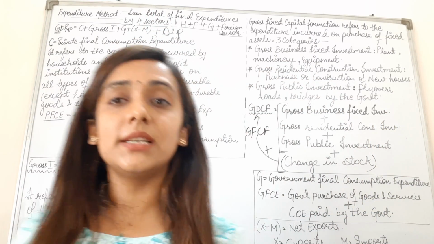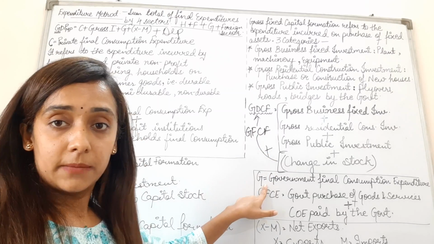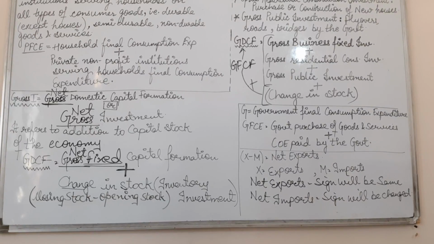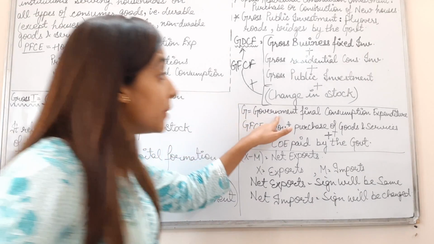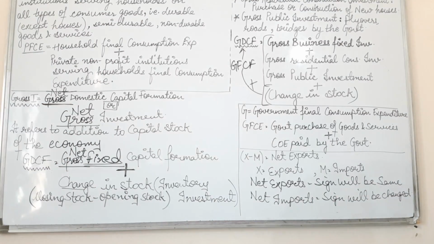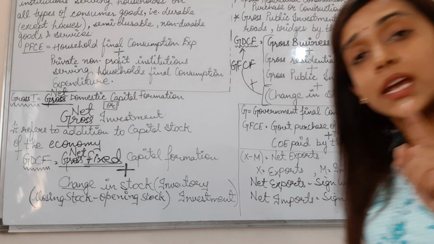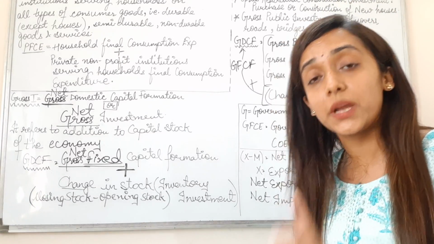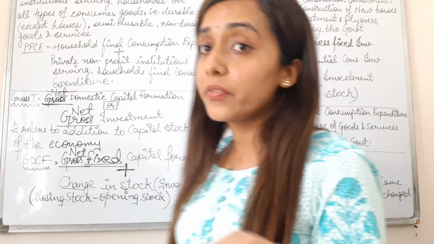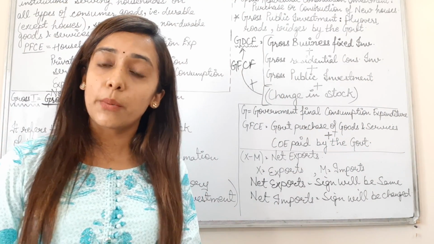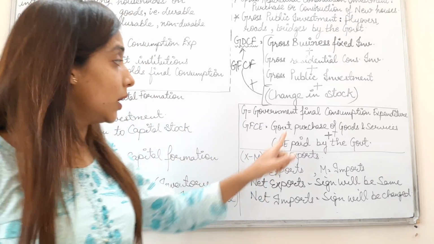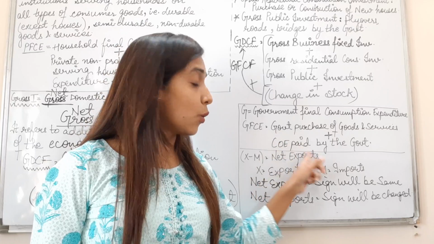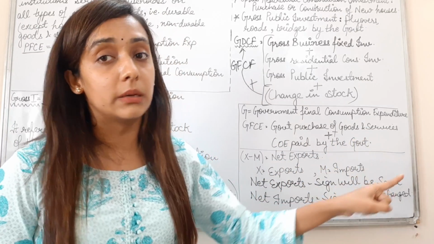The third component, that is G. What is G now? Government final consumption expenditure. Government final consumption expenditure is given directly in the question only. If in case it is not given directly, then what is the formula? Government purchase of goods and services plus COE paid by the government.